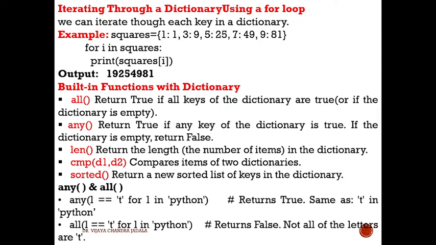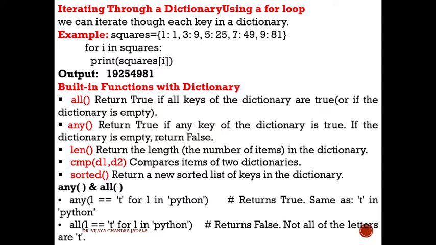Next, built-in functions with the dictionary: all, any, len, cmp, then sorted. all returns true if all keys of the dictionary are true, or if the dictionary is empty. Next, any returns true if any key of the dictionary is true. If the dictionary is empty, returns false. len returns the length, the number of items in the dictionary. cmp(d1, d2) compares items of two dictionaries. sorted returns a new sorted list of keys in the dictionary.